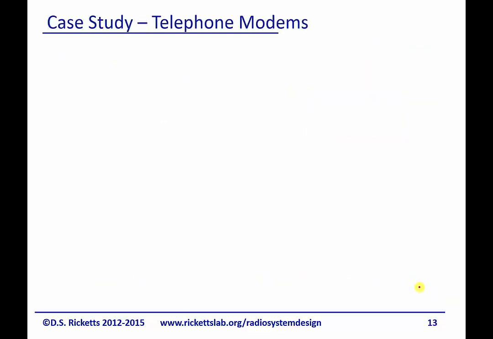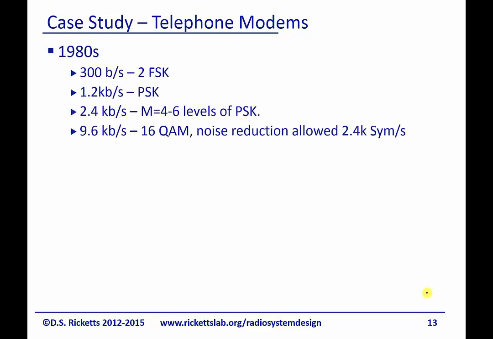So let's look at a quick case study. I think this is interesting because it really highlights how people have progressed with respect to spectral efficiency and noise in Shannon's theorem. So in the 1980s, modems started with 300 baud, 300 bits per second using a two-state frequency shift key. They then moved up to a phase shift key. They moved up to more levels, 4 to 6 levels phase shift key. And then finally, they went up to 9.6 kilobits using 16 QAM.